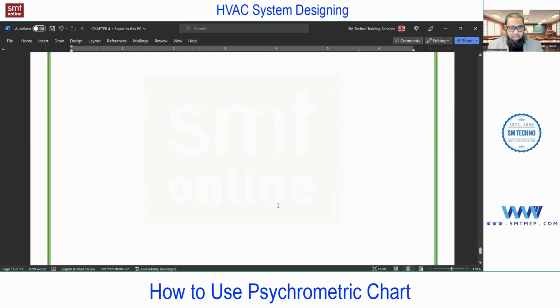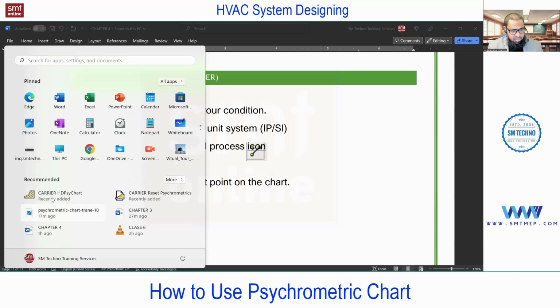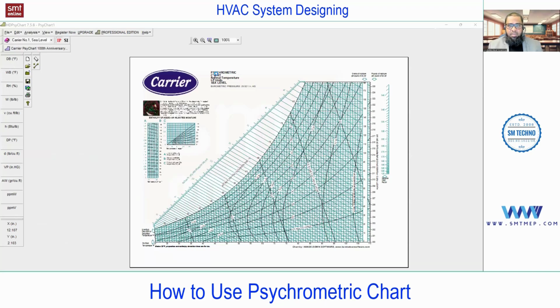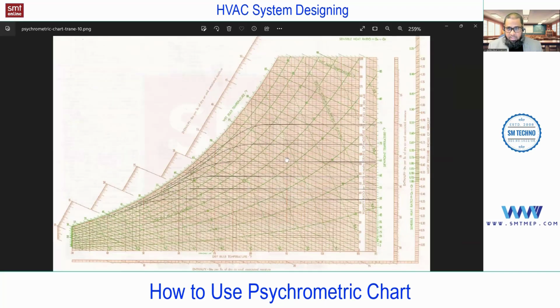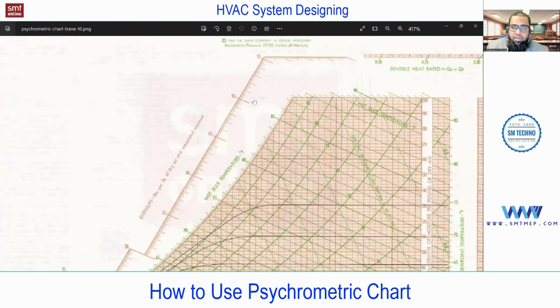Now, how to use the psychrometric software, which is even easier. You can find the psychrometric software under the SMT software folder, just double click and install. After completing the installation, you can find the psychrometric software. You see how to use it, very simple. First, you must select the type of chart. What we did till now is this manual chart. Remember, this is based on atmospheric pressure, or in other words, the standard psychrometric chart is based on atmospheric pressure.